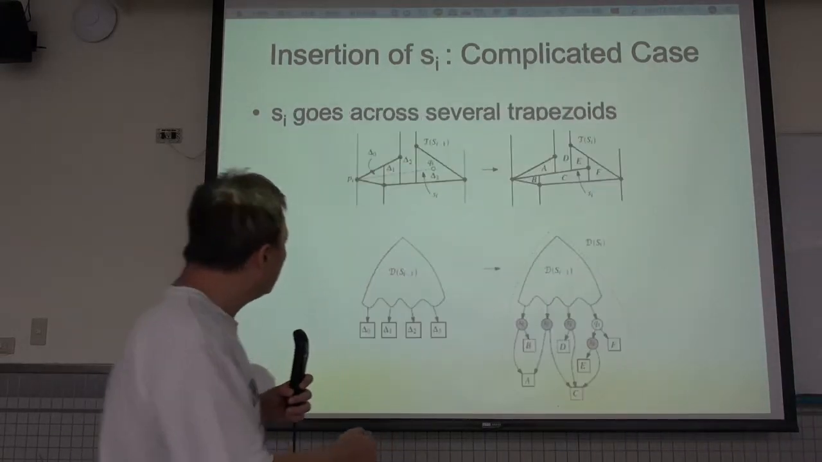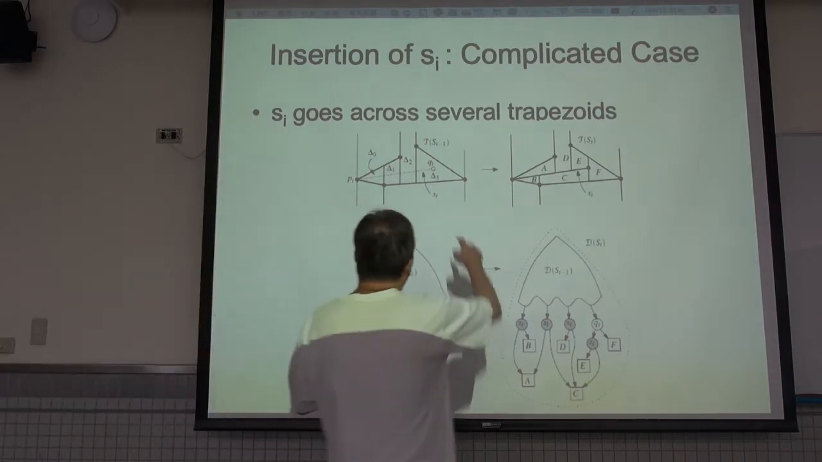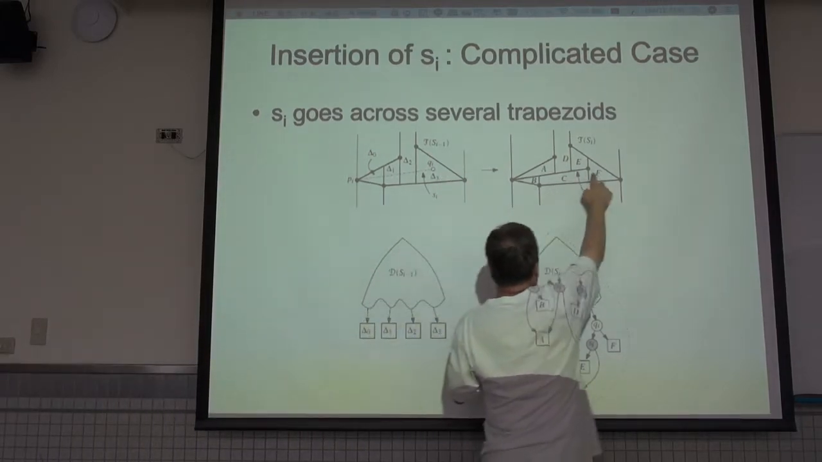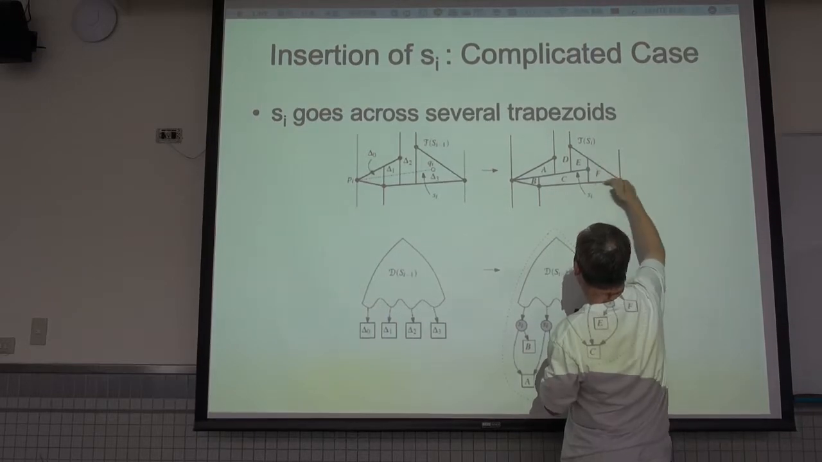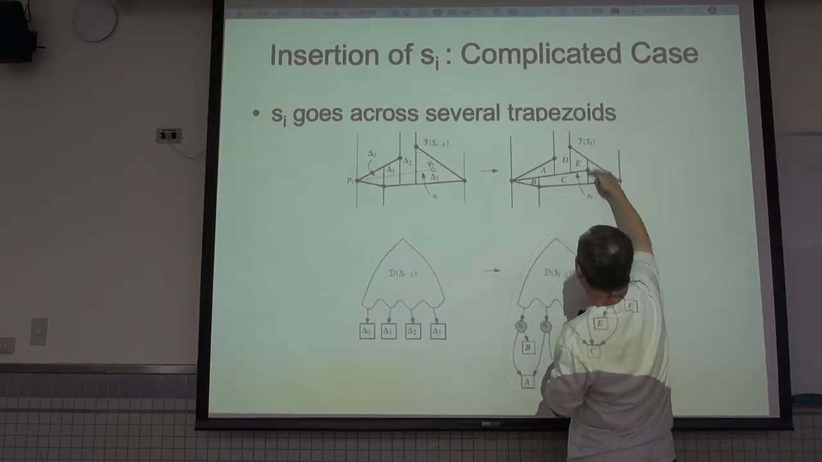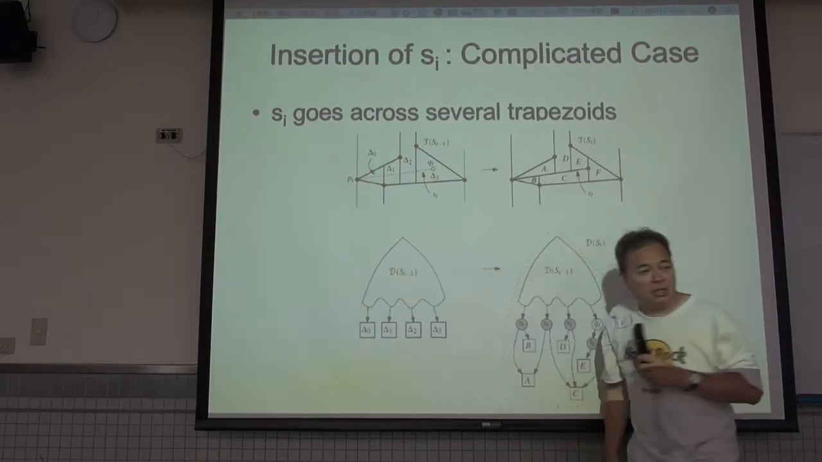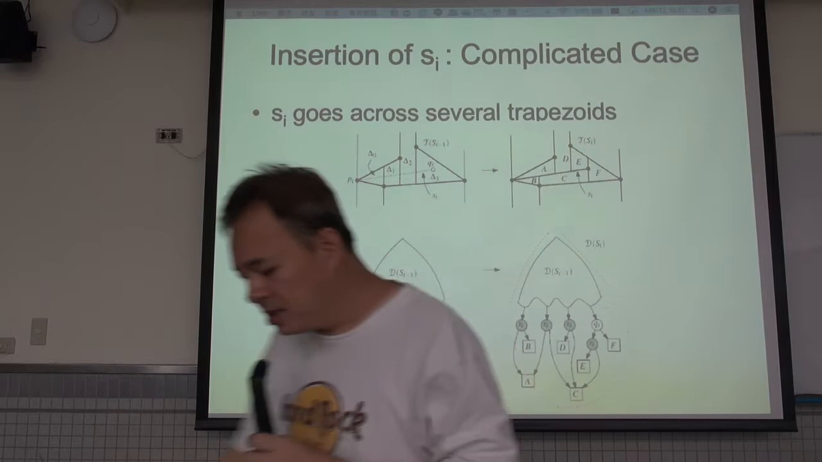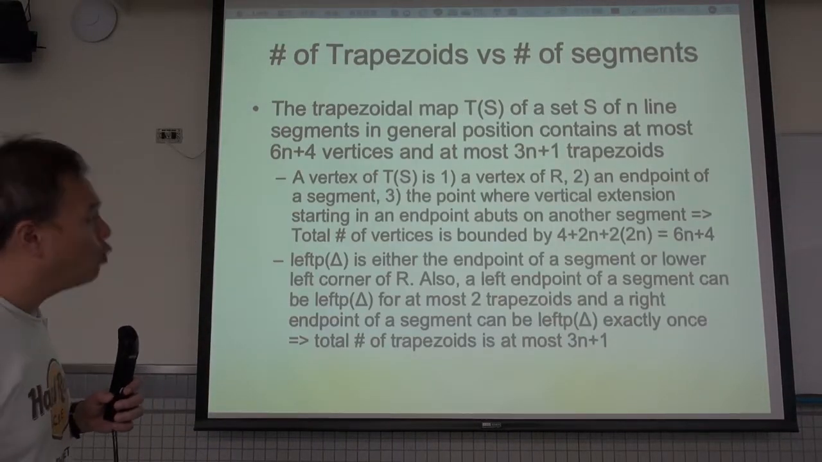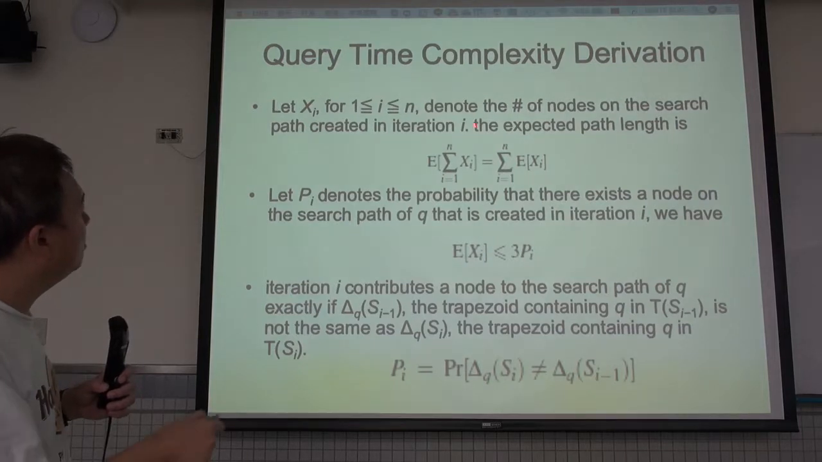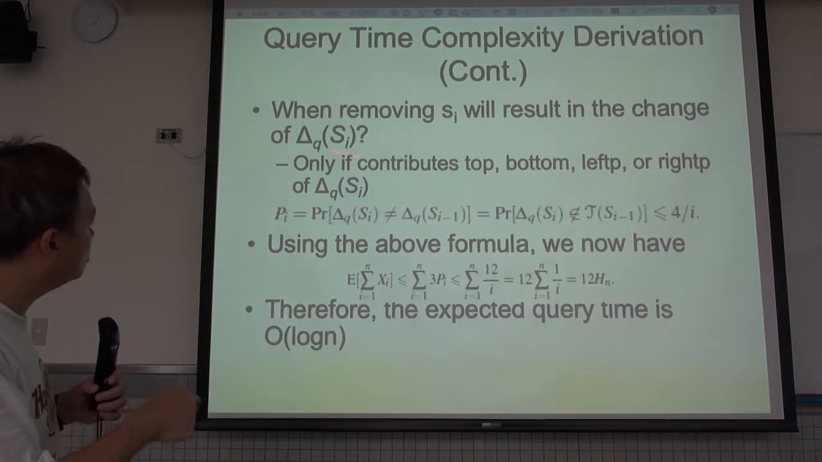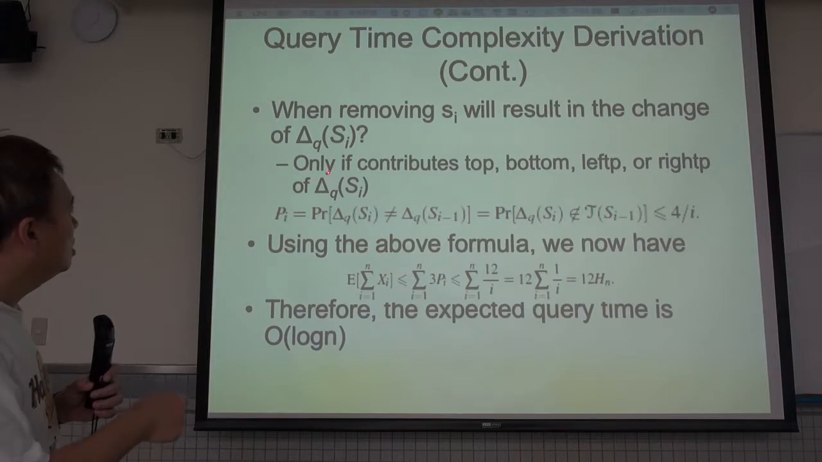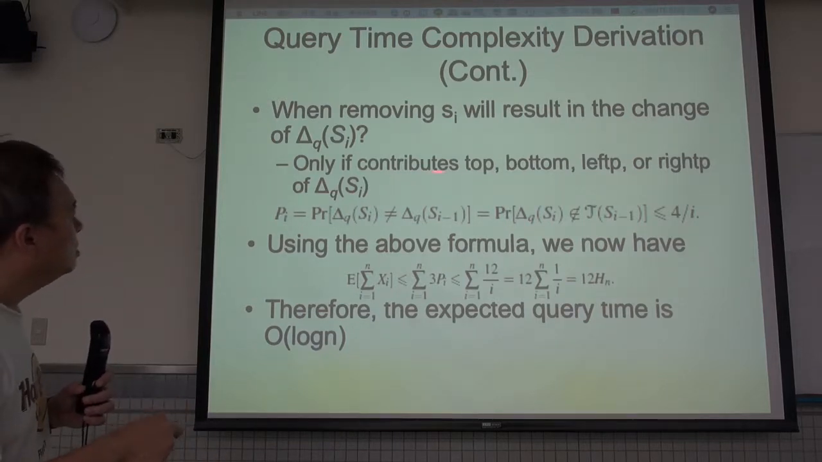Same thing applies here. Say the point p is here after adding Si. But removing Si, this point will be gone. Why? Because this Si actually contributes the left p of this trapezoid, right? So that is when removing Si will result in the change of this Δ(Q, Si), because of the top, bottom, left p, right p.